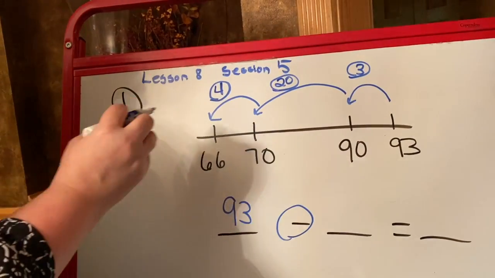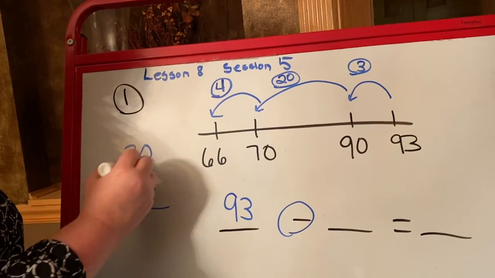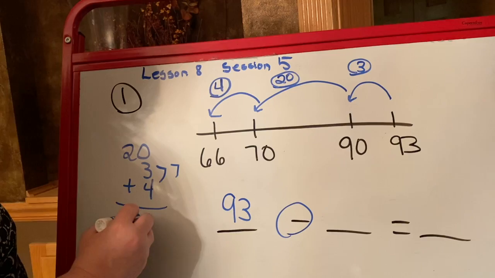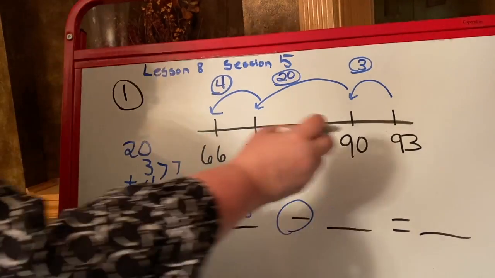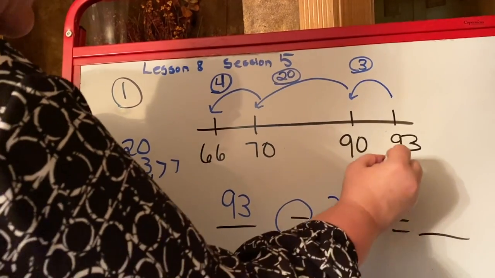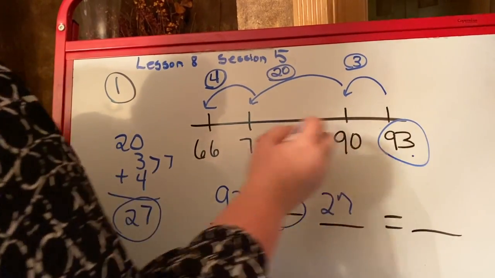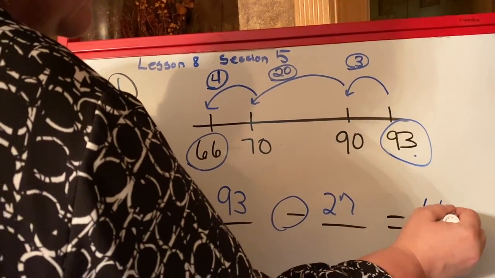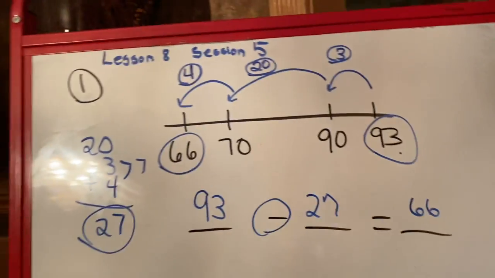So we take all our circled numbers and we add them together, right? 20 plus 3 plus 4. How many is that? 0 plus 3 equals 3. 3 plus 4, this is our 7. Bring down the 2. So 27. So 93 is our biggest number. Minus 27 is going to equal what? We knew before we started what our beginning number and what our end number was going to be. 93 minus 27 equals 66. So that wasn't hard, right? We know how to do that using an open number line. Now we're going to go on to number 2.